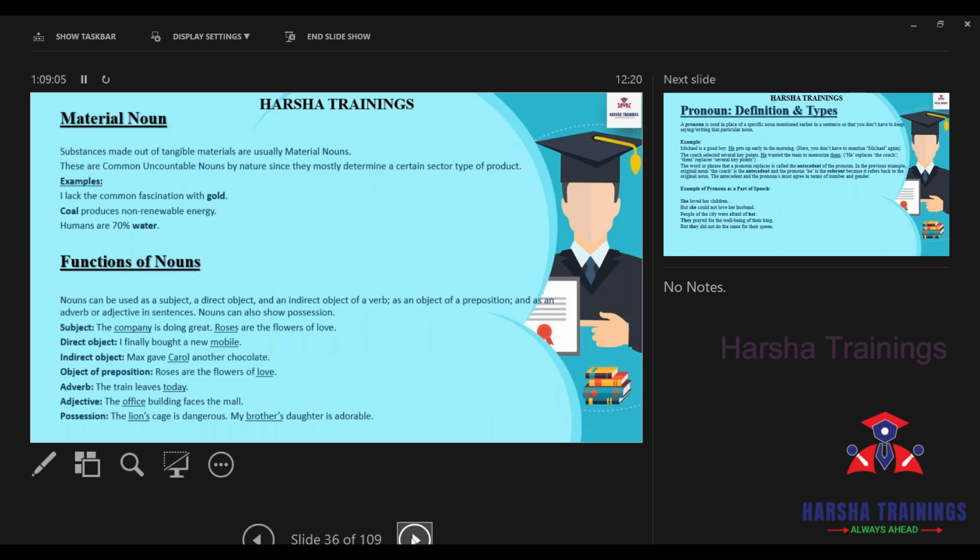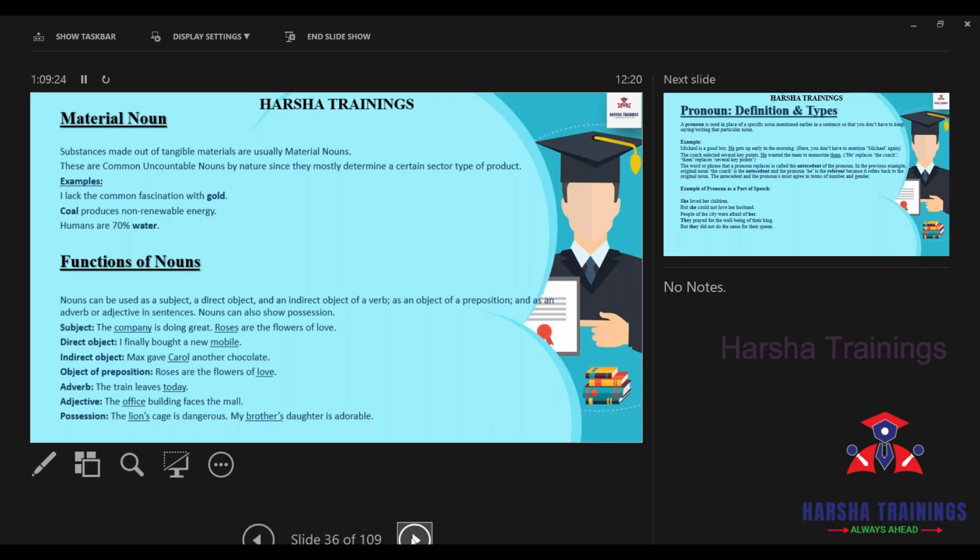Now, material nouns are nothing but substances which are made out of tangible materials. For example, I like the common fascination with gold. You can make something out of gold, right? So those are called material nouns.